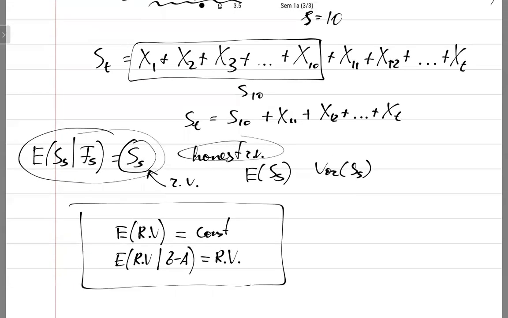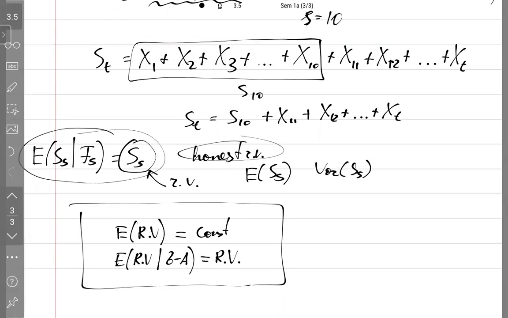Okay, now let's move on. May I just clarify? So here, even for the sum, our expected value of ST is still SS, right? It's not SS plus some part of another SX, let's say, which is composed of XS's.